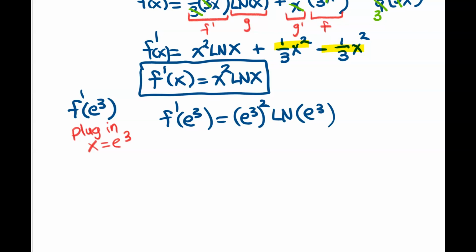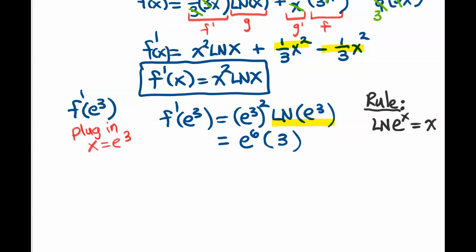All right, so we have a power rule. E cubed to the second power, the rule is you multiply the powers, so that's going to be e to the 6th. And now our natural log of e cubed, all right, this right here. Let me remind you of this rule where the natural log and the e are inverses. That if you have the natural log of e to the x, that's just equal to x. So on this, what I have, this natural log of e cubed, is just going to be 3.